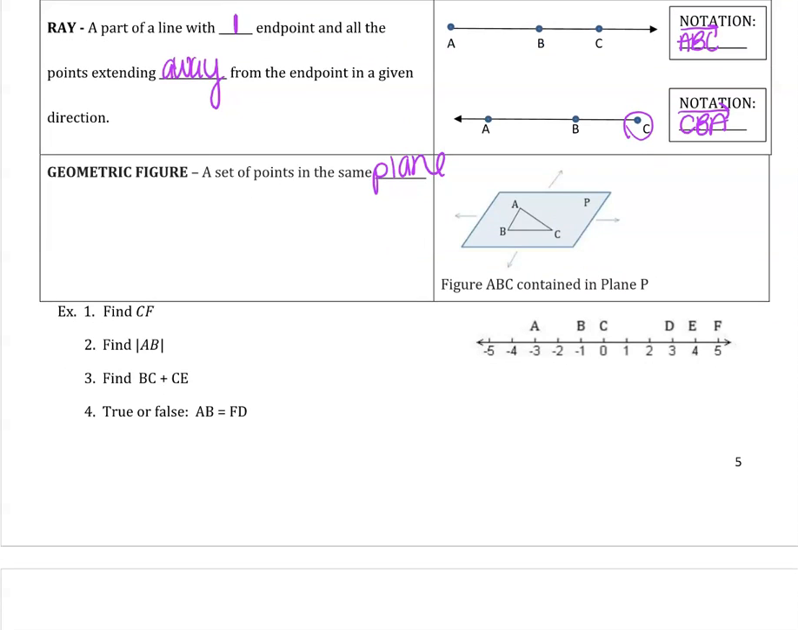All right, just practicing some notation here. If I ask you to find CF, that is saying what's the distance from C to F. So if I look on my number line, that looks like 5 units of distance. So I'll write 5. What's the distance from A to B? Now notice that it's on the negative side of the number line, but when we talk about distance, distance has to be positive. So we're going to write 2. So again, it's not negative 2 because distance can't be negative.